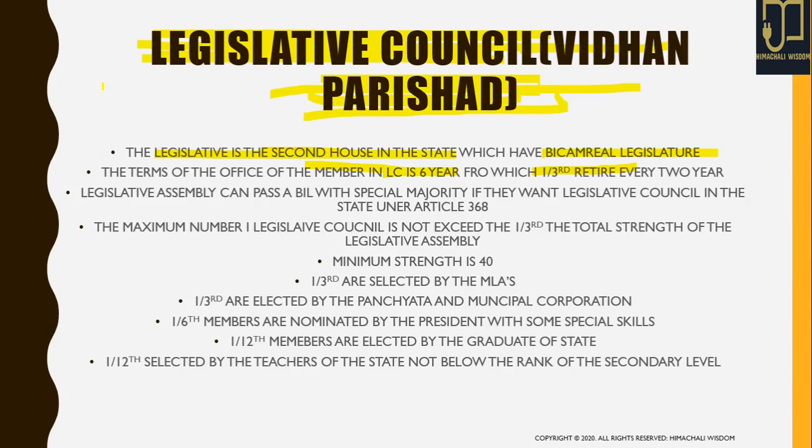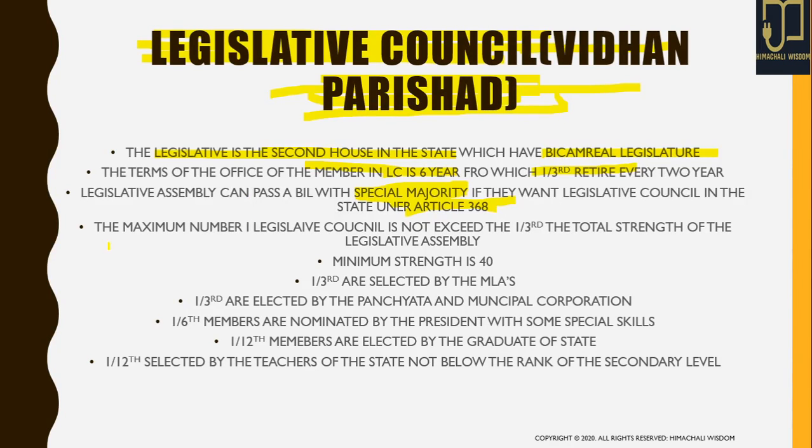Now, the legislative assembly can pass a bill with a special majority if it wants a legislative council in the state, under Article 368. That is, if any state wants to make the state legislature bicameral, then for the addition of a legislative council, they can pass a bill by special majority. For the special majority, you can watch my majority lectures. By passing the special majority under Article 368 of the Constitution, a state can add a legislative council to the legislative assembly.